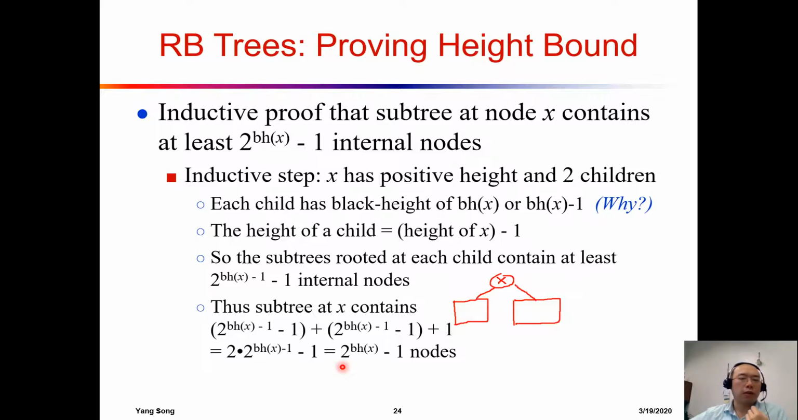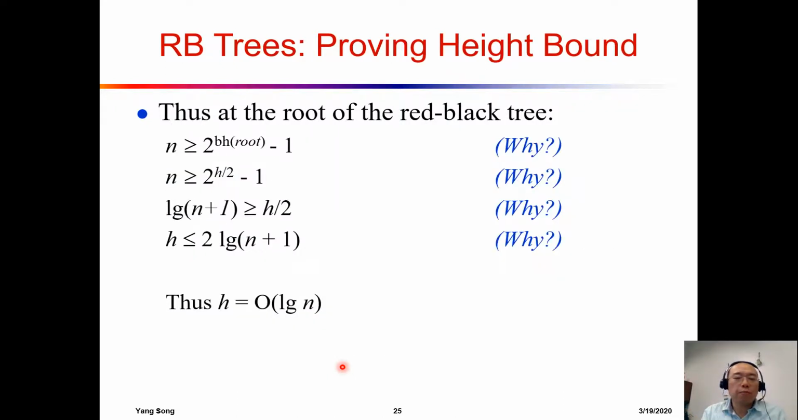The next part, if you want to consider the whole tree, what will be the case? We are going to simply assume that x is not the root of a subtree. Instead, it will be the root of the whole tree. So the total number of nodes in the tree, n, will be greater or equal to 2 to the black height of the root, minus 1. Why? Because we are assuming x is the root.